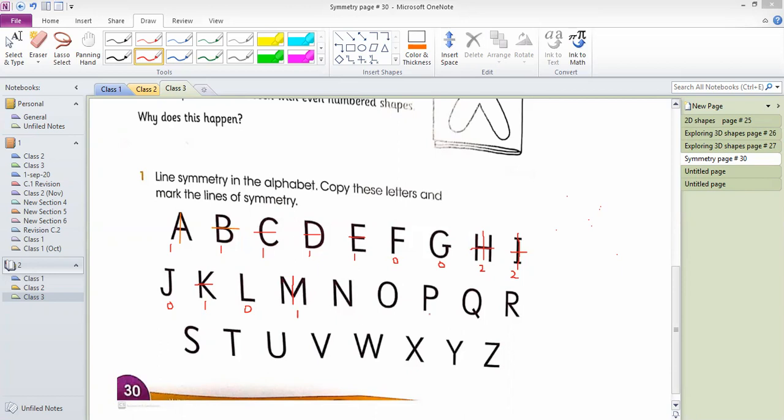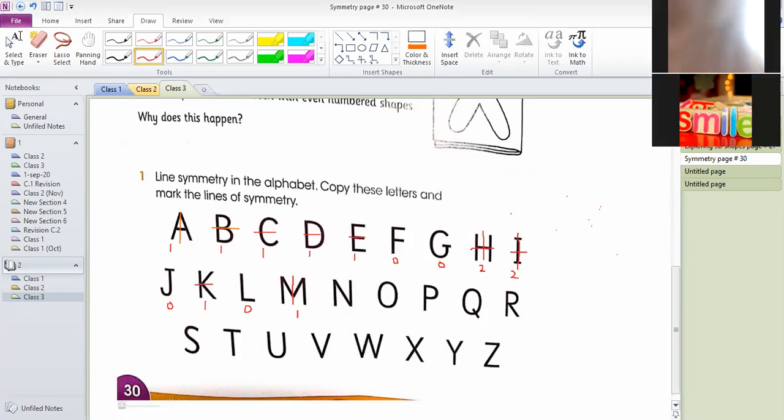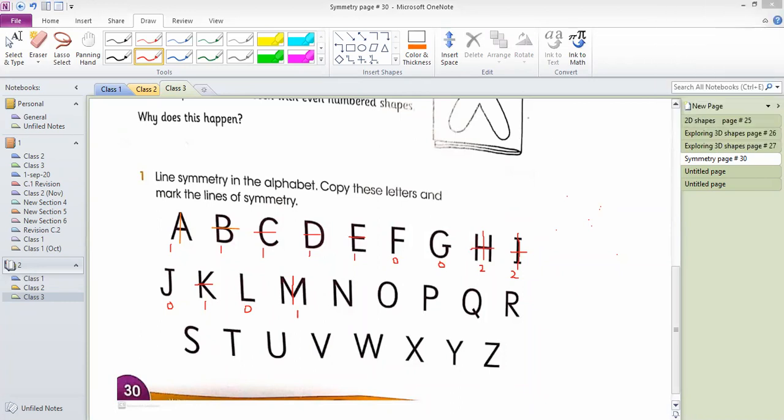Coming to the N, guys. Tell me, does N have a line of symmetry? Is N symmetric or not? Tell me in the chat box, guys. Does N have a line of symmetry or not?